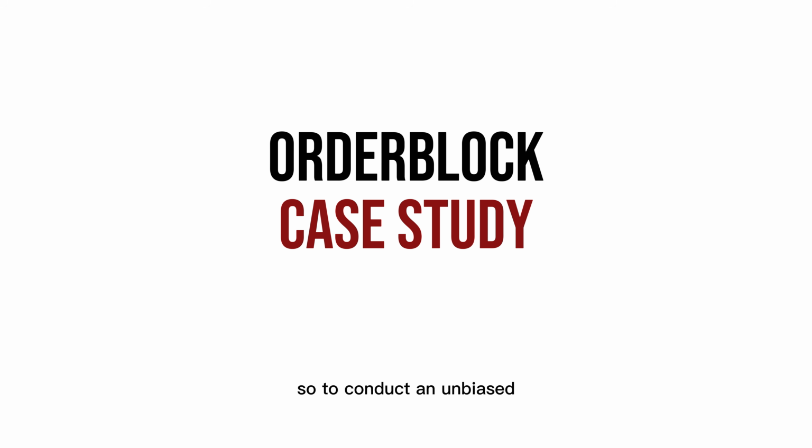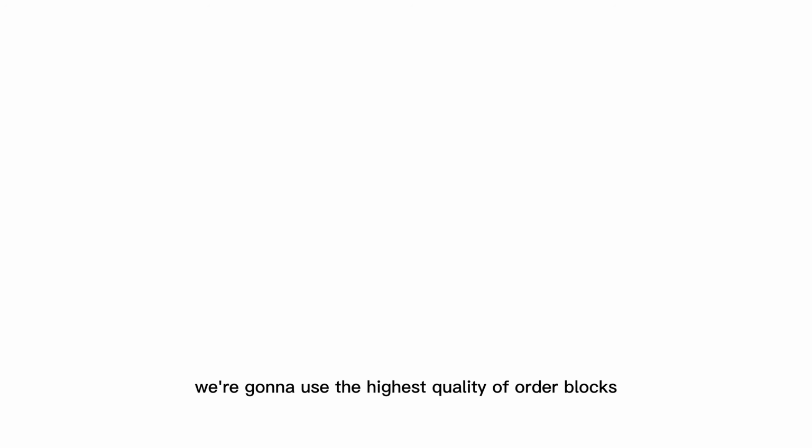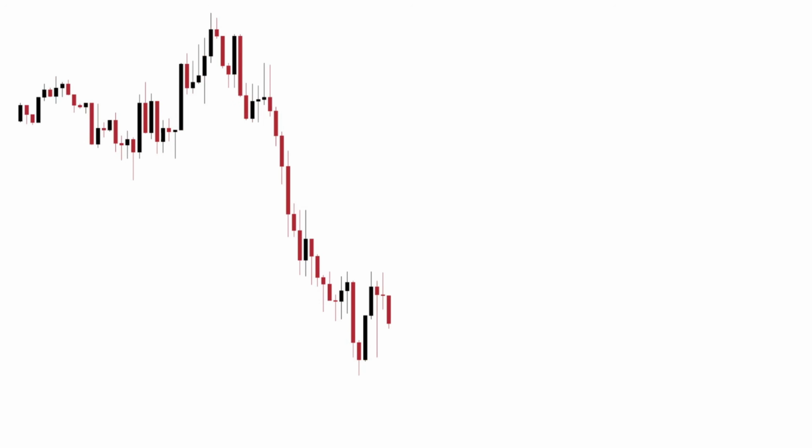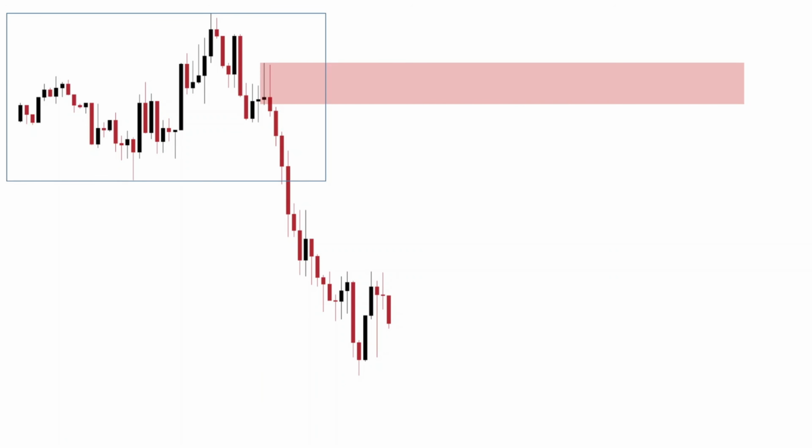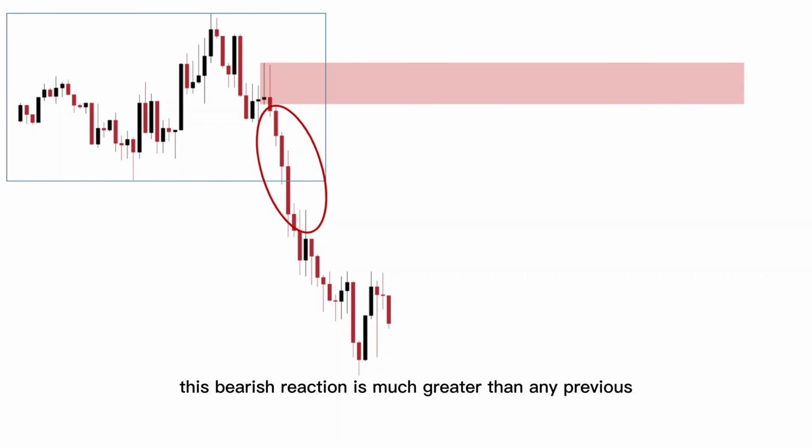So to conduct an unbiased, accurate study, we're going to use the highest quality of order blocks. So in this case, we're going to use this one. Why would we use this one is because this order block is solely responsible for breaking out of the shelf. So what is the second clue now? What is another factor that can validate this order block? The reaction. This bearish reaction is much greater than any previous bearish reaction.